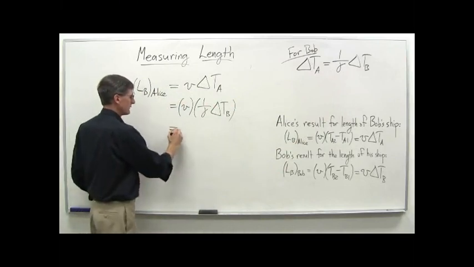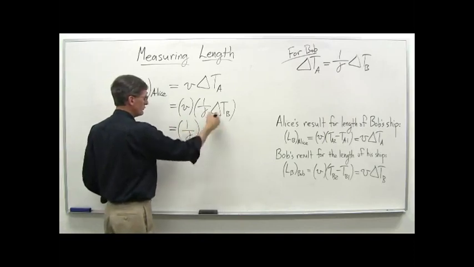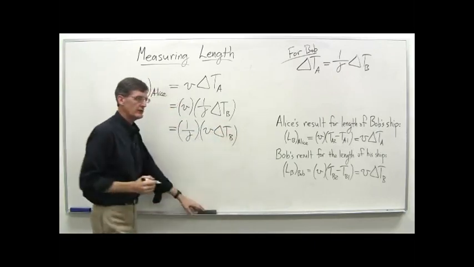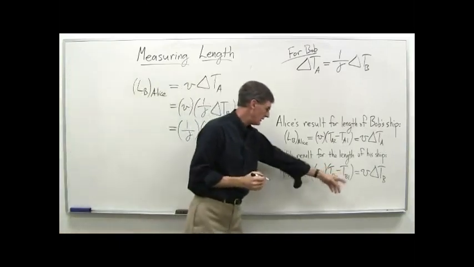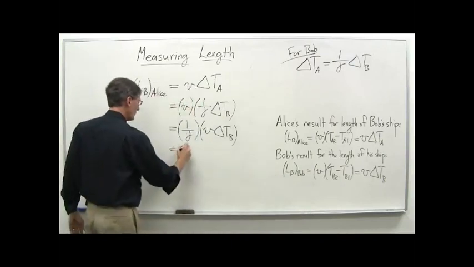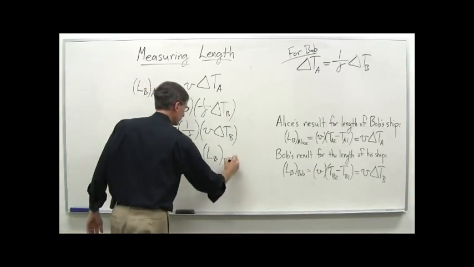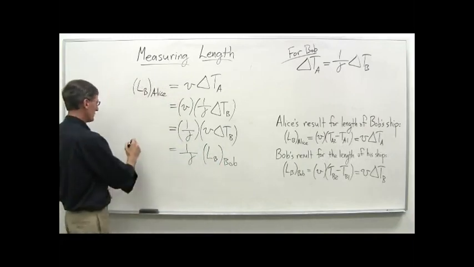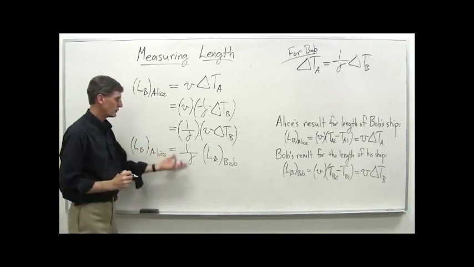But look what we get from this. We just rearrange the terms. We'll have 1 over gamma in front. Let's put that in front and move the V over this way: V delta TB. But V delta TB is the length of Bob's ship from Bob's perspective. So this becomes 1 over gamma LB Bob. And now we have a nice little equation. So we'll write this down here: LB Alice equals 1 over gamma LB Bob.